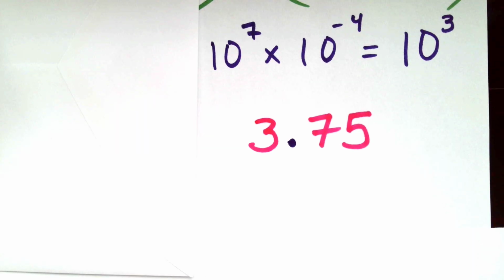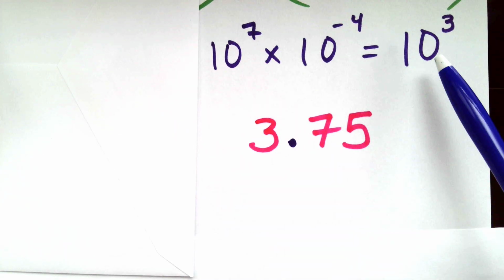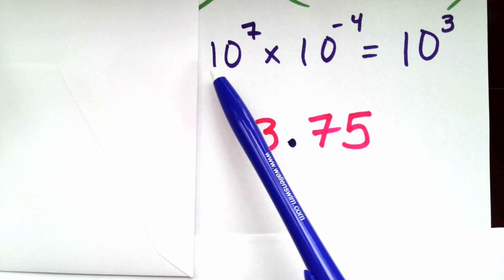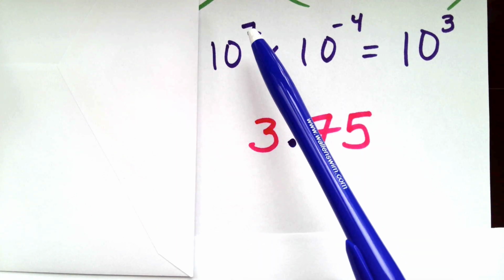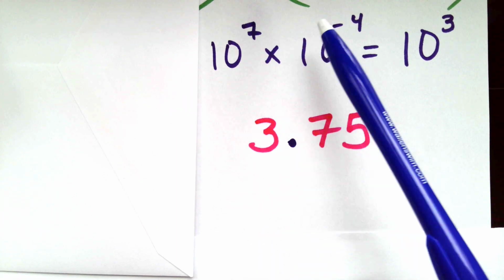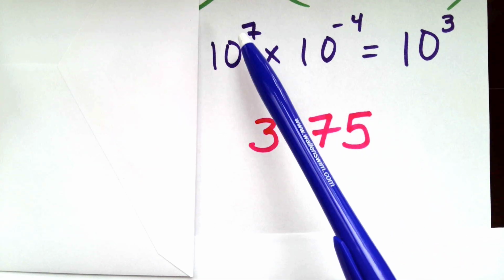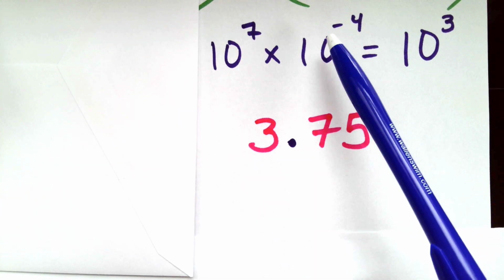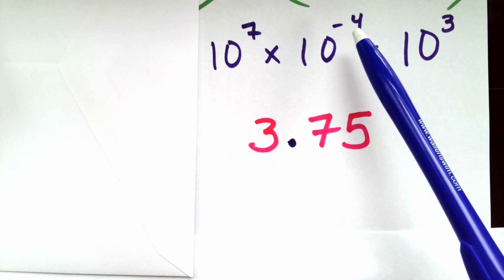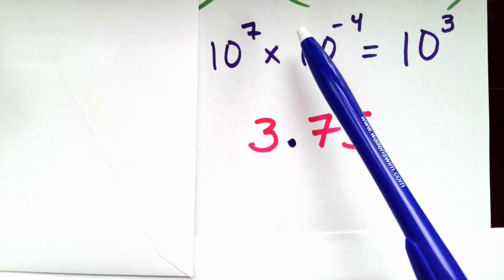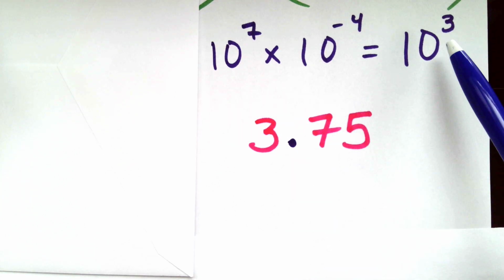All right, step 2 is to multiply those exponents with the base of 10. The base is the same, it stays the same, and you add the exponents when you multiply these values. So 7 plus a negative 4. Let's say you have $7. You loaned out $4. How many dollars are you left with? You're left with $3. Or 7 plus a negative 4 is a positive 3.